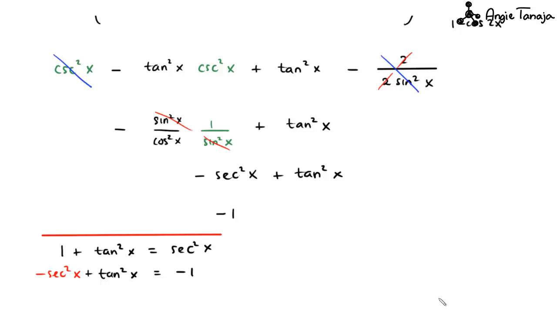Let's recall the double angle. We have cos 2 alpha is equivalent to 1 minus 2 sine square alpha. So meaning that 2 sine square alpha equal to 1 minus cos 2 alpha.